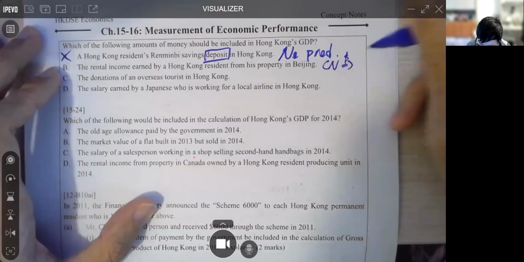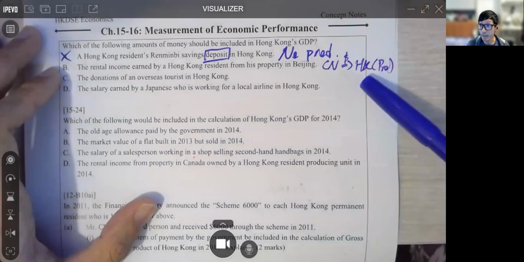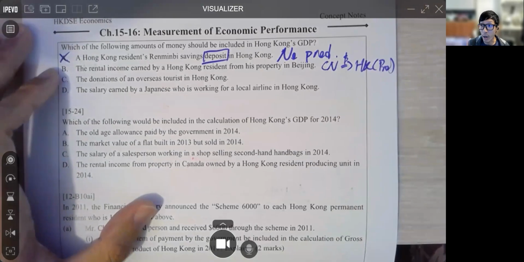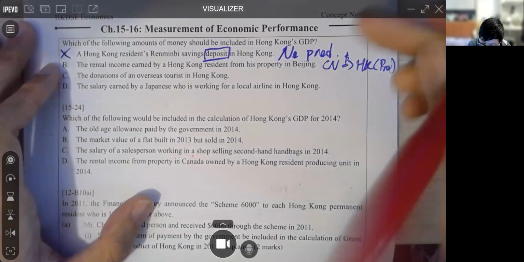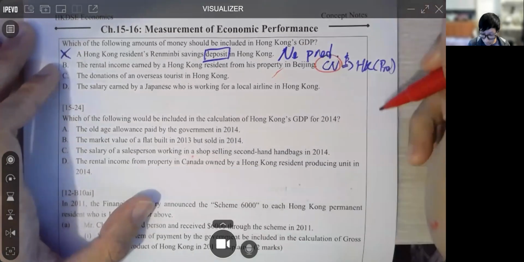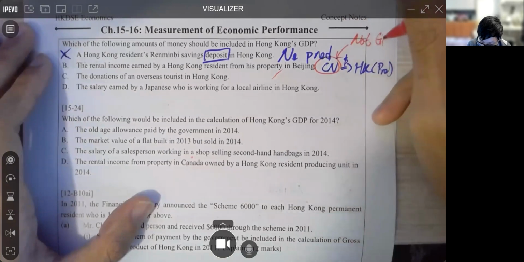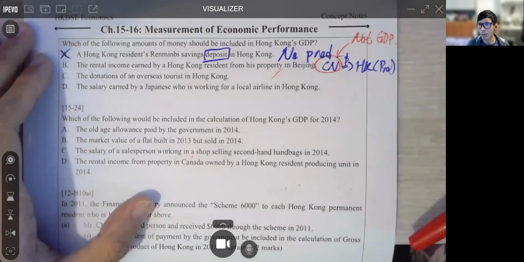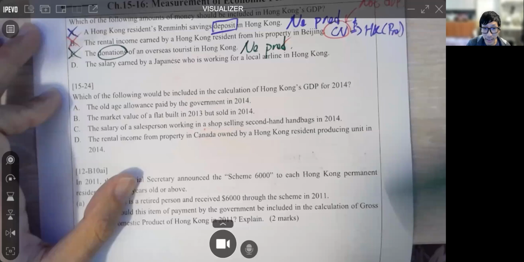Okay, China paying money to a Hong Kong resident for production. There is production, but did the production take place in Hong Kong? No, it happens in China. So unfortunately, this is not the GDP of Hong Kong. This is not Hong Kong GDP, so unfortunately it does not count. Donation, no. When you see donation, no production. So the answer should be D, right?